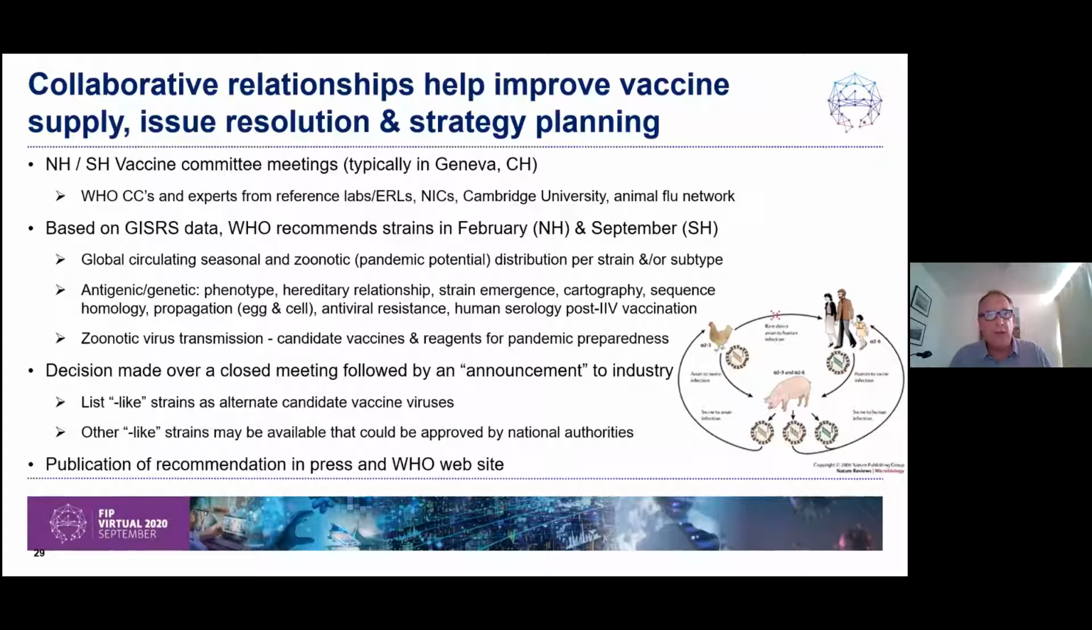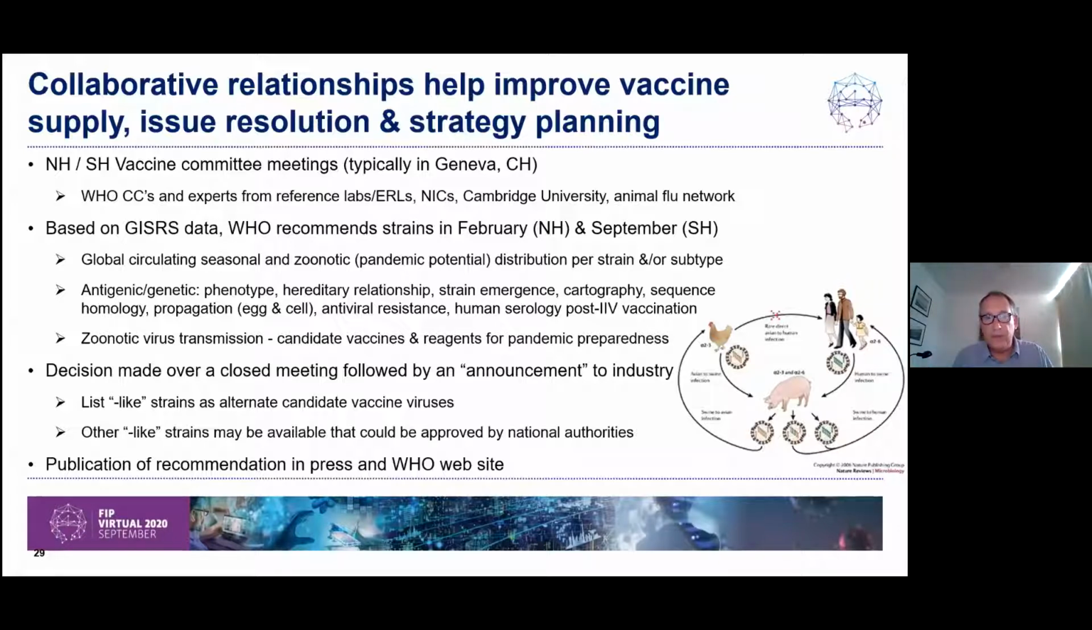flu strains. Based on the data that GISRS gathers together, they make a recommendation for the Northern Hemisphere. It's in February each year. For the Southern Hemisphere, it's September each year. So the September one is next Friday. And what the WHO do is summarize what they've now analyzed from the global circulating seasonal and zoonotic influenza strains, in other words, those of pandemic potential.